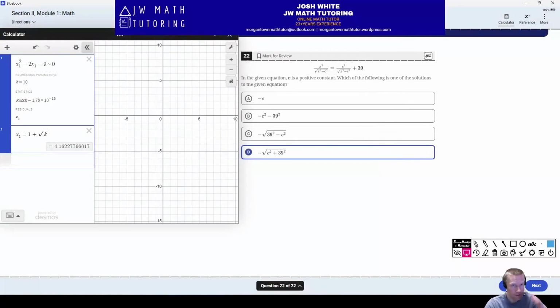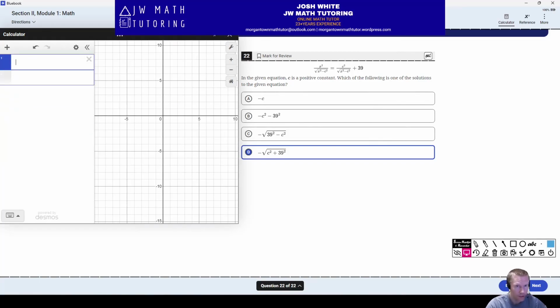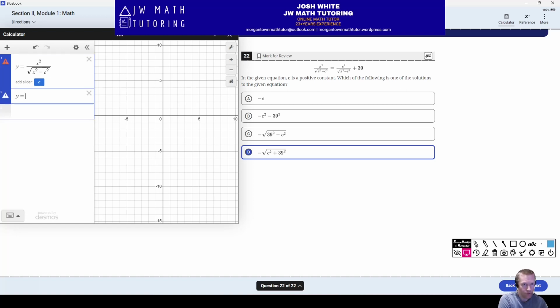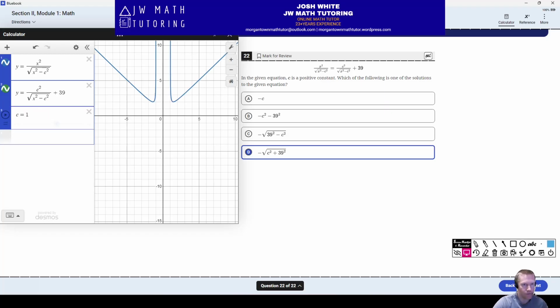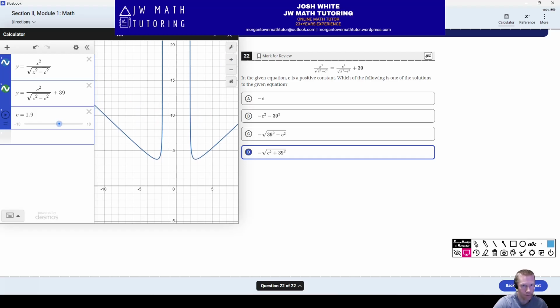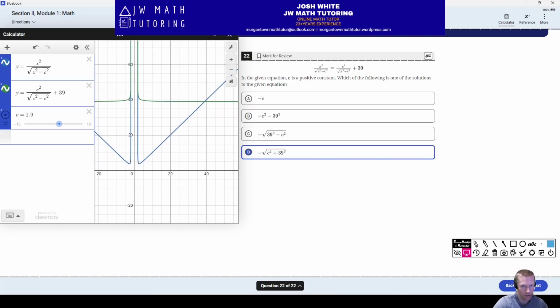Now, let's take a look at Desmos. So what you're going to do is graph out the entire equation, and I'm going to do y equals left side and y equals right side. It takes me a little time to type in the full thing. Okay, now I'm going to add a slider for C. Okay, there we go. So we're looking for where do these two things intersect.